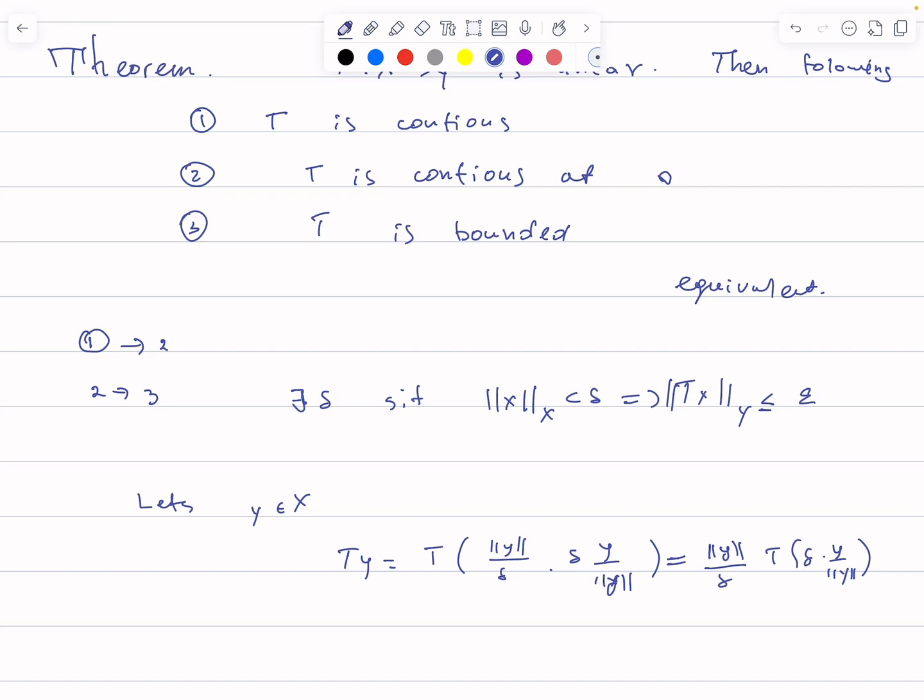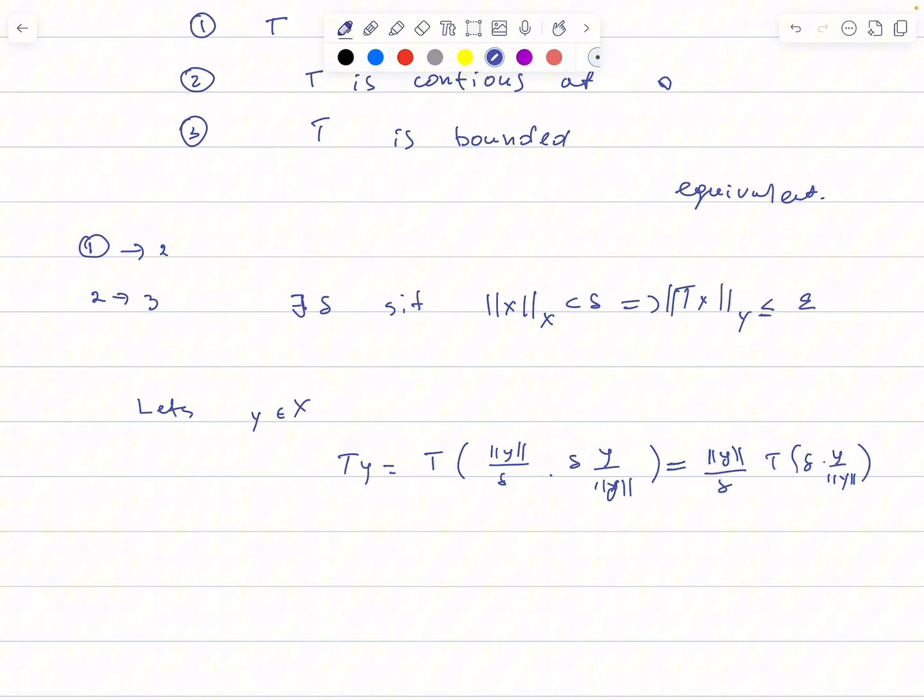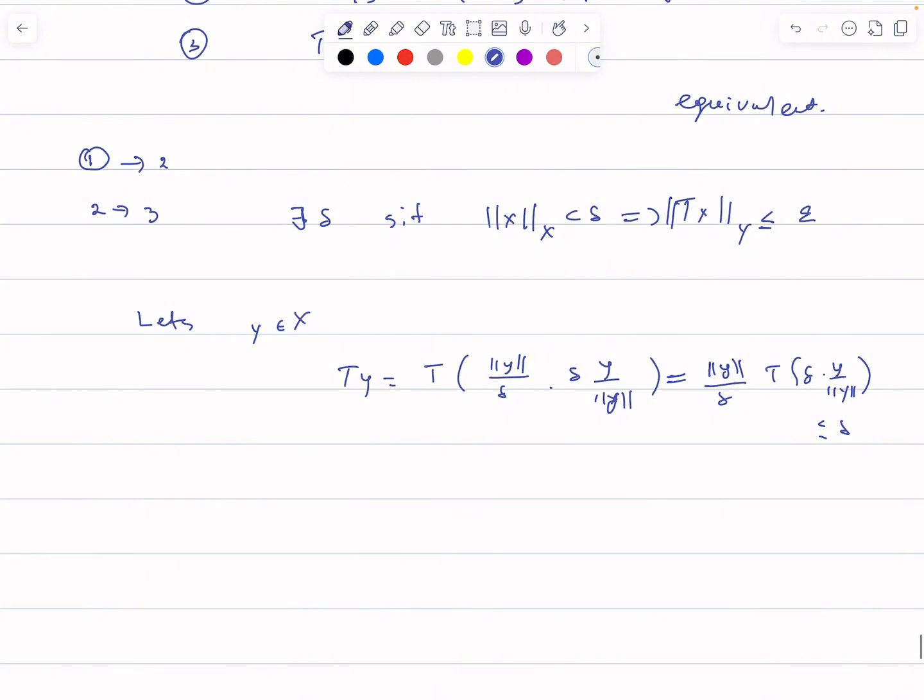We know that this is less than or equal to delta, because y divided by the absolute value of y is less than or equal to 1. So we get the norm of Ty in Y is equal to the norm of y divided by delta times T of delta y divided by the norm of y.